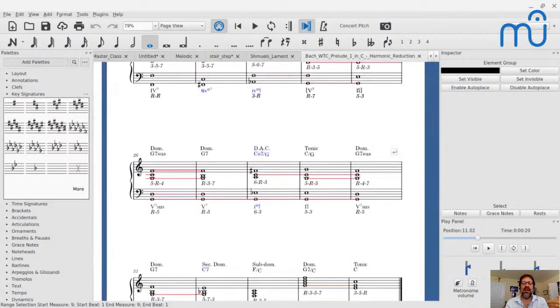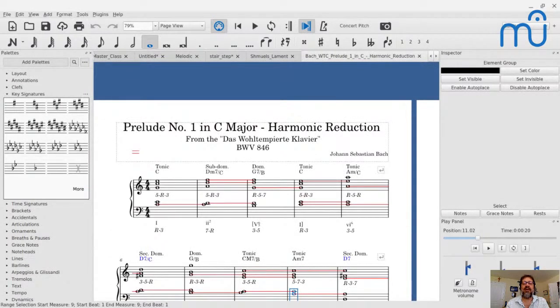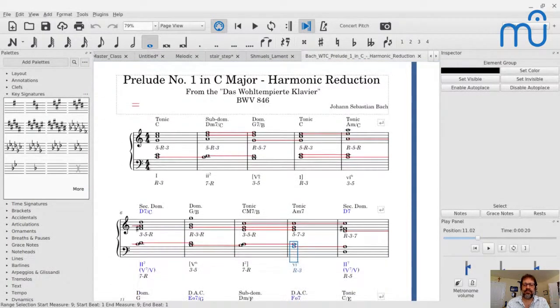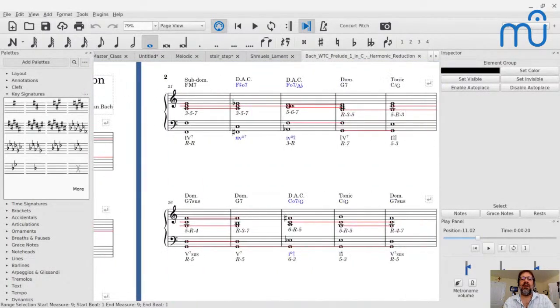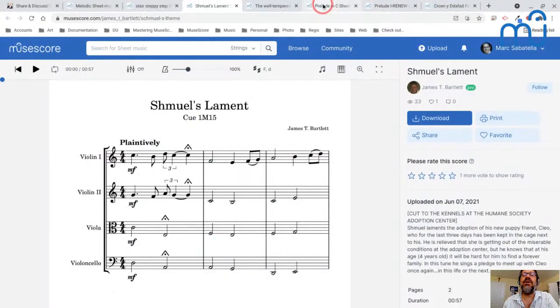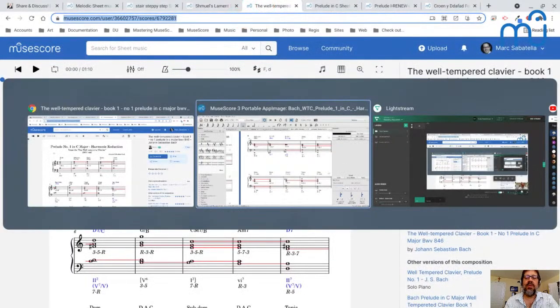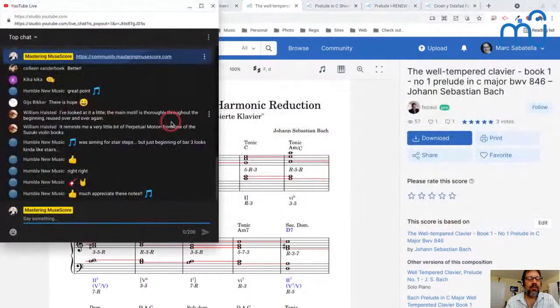So in any case, anyone who's looking to write anything based on that prelude, here's a nice harmonic reduction. Let me get the link to it because I know it's in here. There it is. I'm going to post the link here in the chat. He posted it in the community also, so you'll be able to find it there. So by all means, take a look at it.